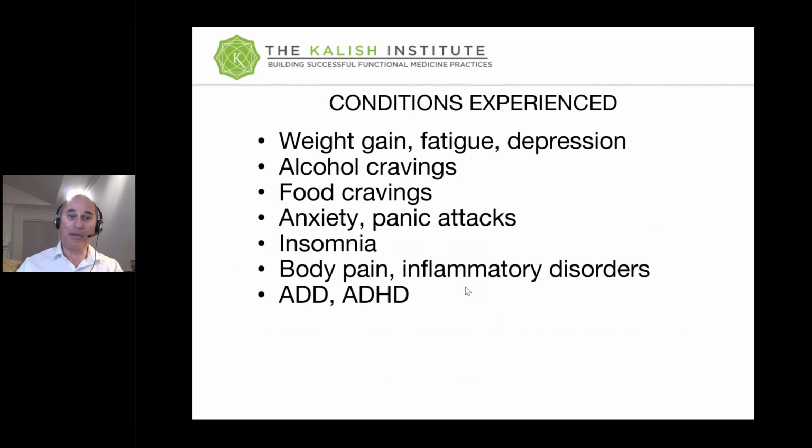So how do people experience this? They may gain weight because they're compulsively overeating because their neurotransmitters are screwed up. They could be tired or depressed. They could crave alcohol because their dopamine levels are not so great. They could crave foods and sweets and carbs because their dopamine and serotonin levels aren't so great. They can have anxiety attacks, panic attacks, insomnia.